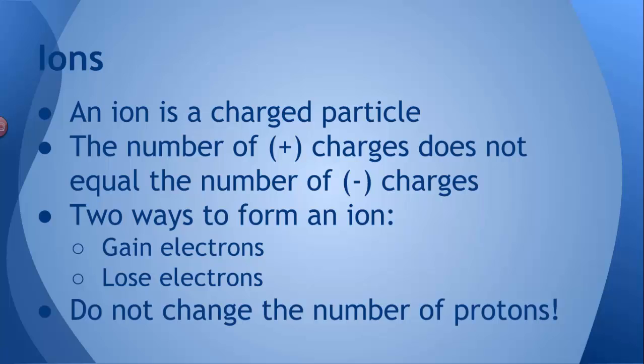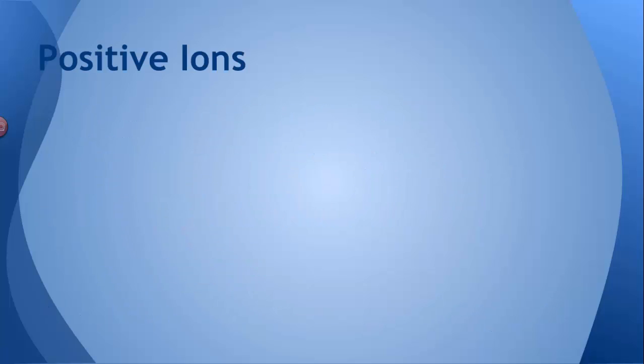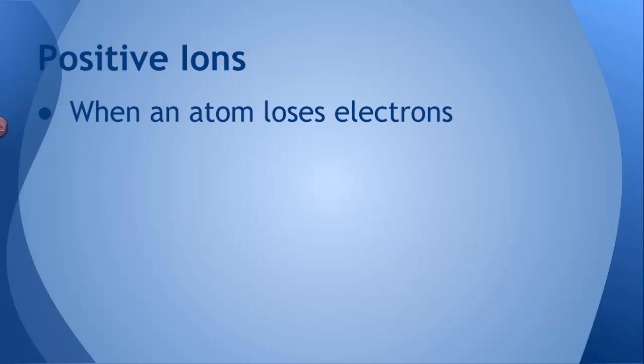That's it. We cannot mess with the number of protons, because if we mess with the number of protons, we change the atom into something else, another atom, another element. So the only two ways to get the number of protons and electrons to not be equal is either gaining or losing electrons. Those are the only two ways to form an ion. So we have two types of ions then. Ions with positive charges or with negative charges. Positive charges happens when an atom loses electrons.